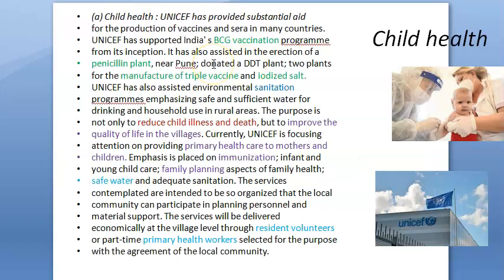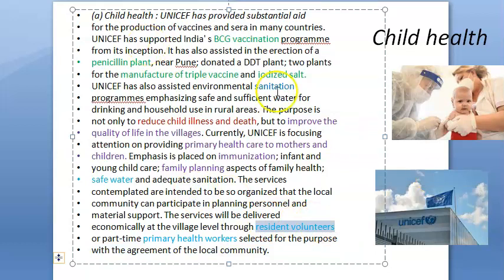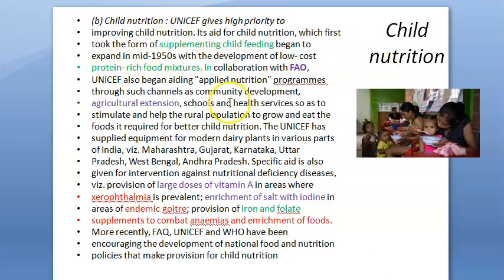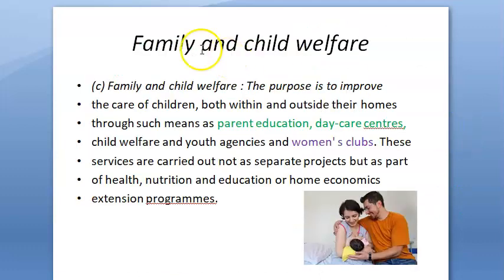In child health, you will mention everything: immunization, you have to develop manufacturing plants for these vaccines, you have to give iodized salt, you have to reduce the illness and deaths, you have to provide primary health care for mothers, safe water, primary health workers, resident volunteers, etc. Then coming to nutrition, guys, what will you write? Supplementary feeding, protein-rich mixtures, vitamin A doses, iodized salt, iron and folic acid to combat anemia, etc. And as it is nutrition, you can collaborate with the Food and Agriculture Organization, isn't it?